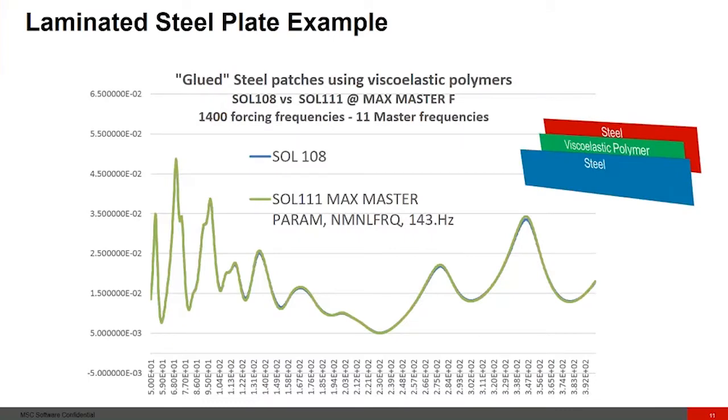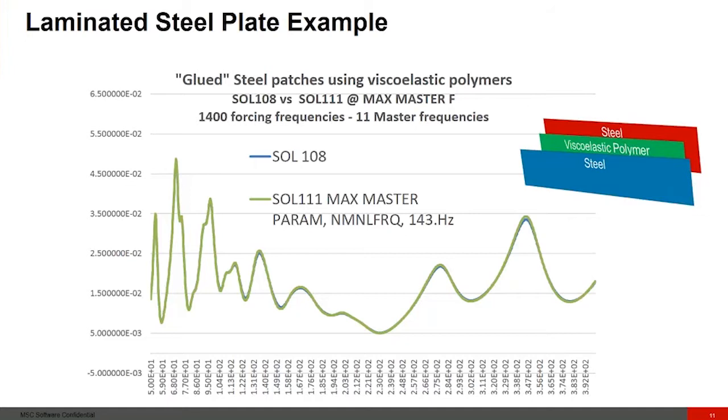Here's an example of a comparison between a solution 108 and a solution 111 analysis. In this case, we've done solution 111 analysis with the nominal frequency of 143 Hertz. And this is for a laminated metal, 2 thin steel sheets, which sandwich a viscoelastic polymer in between. And as you can notice, the solution 108 is represented by the blue curve, which is not really visible because it's overlaid by the green curve.